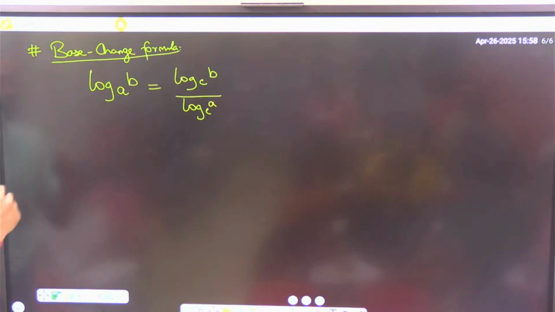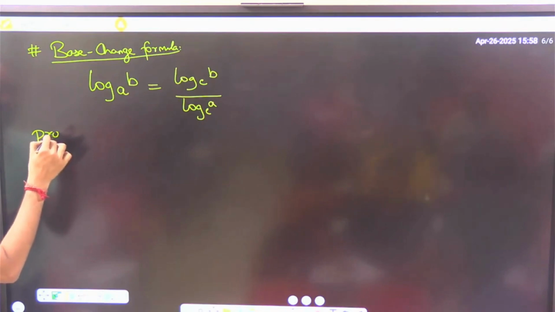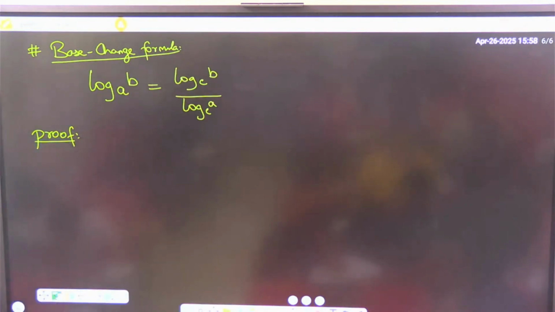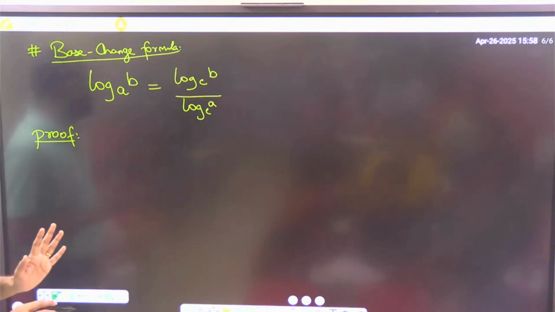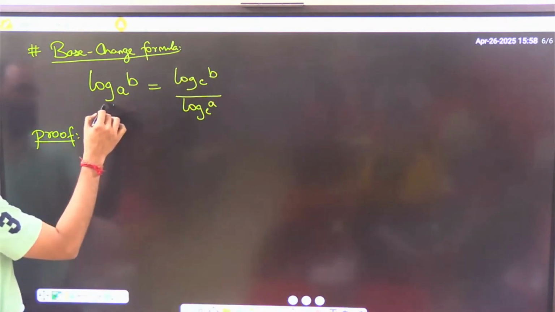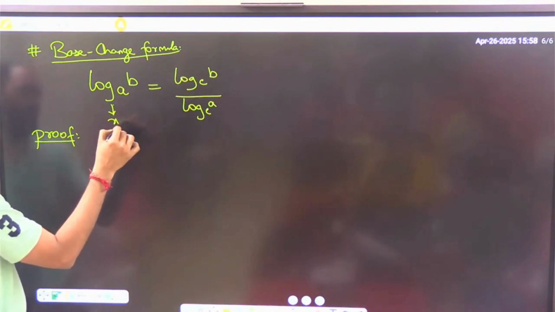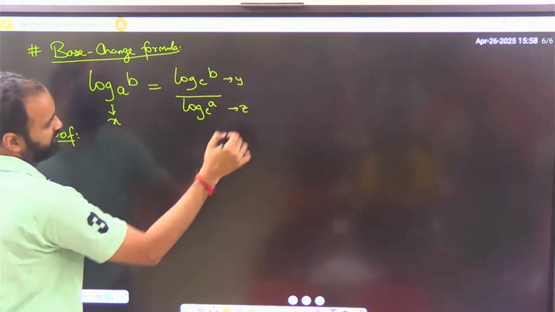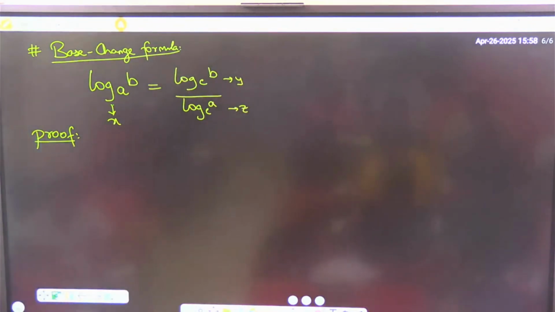Okay, let's try to understand this first then. Proof. How does this work? And even for the proof of this, we'll start the same way. Let's assume that this is x, this is y, and this is z. Take x, y, z for the proof.